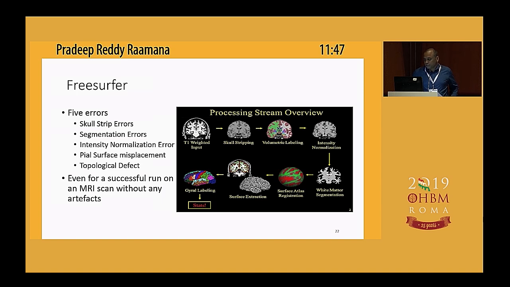So FreeSurfer is a complicated processing pipeline involving a large series of complicated steps, which means a lot of room for errors, and they're typically categorized into these. So errors in skull stripping, segmentation, intensity normalization, misplacement of the pial surface, topological defects, and this is even for a successful run on an MRI scan without any major issues like disease or other things. So because it's a difficult task, these errors tend to happen. So the easiest way to assure its quality is to perform visual review on QC.